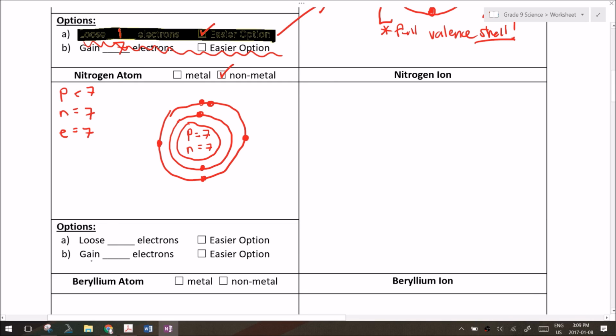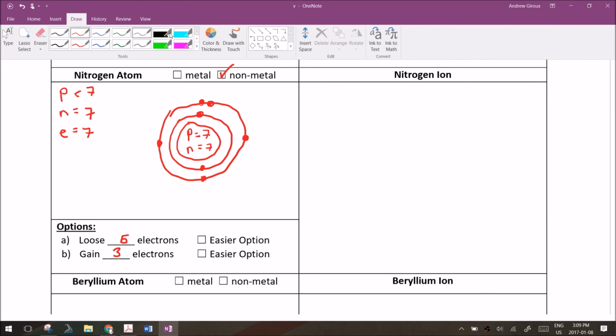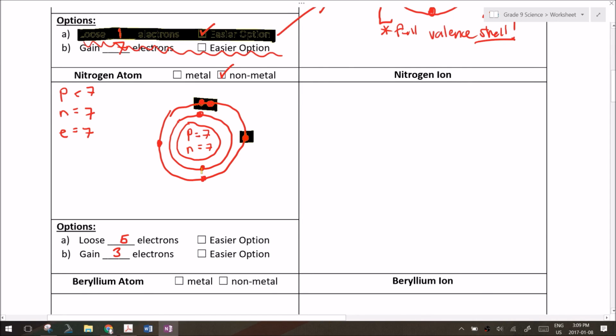Next, we're going to go through our options. What options does nitrogen have to gain a full shell? It has 5 in the outside, so we can either gain 3, and that will give us a full shell, or if we lose 5, that will give us a full shell. So if we lose all 5 of these, let's just highlight our valence electrons. So if I lose all 5 of those, that will leave me with this shell in the middle here, which will become the valence shell, and it will be full. So I could lose 5. Or I could fill the rest of this shell with 3.